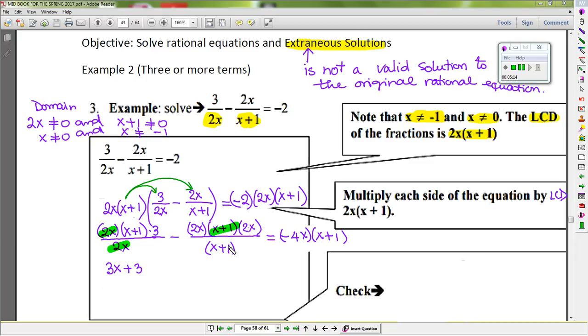Now you go ahead and cross out. The x plus 1 is gone. Now you have negative 2x times 2x, which gives us negative 4x squared. So minus 4x squared. This is the left side. Now go to the right side. You distribute the negative 4x, so that will give us negative 4x squared minus 4x.